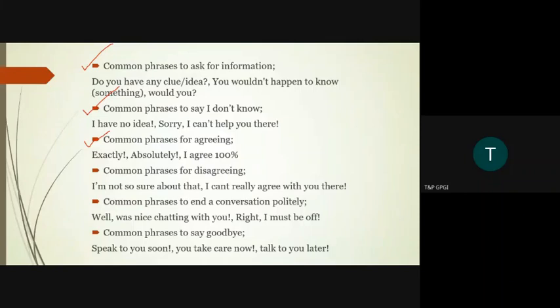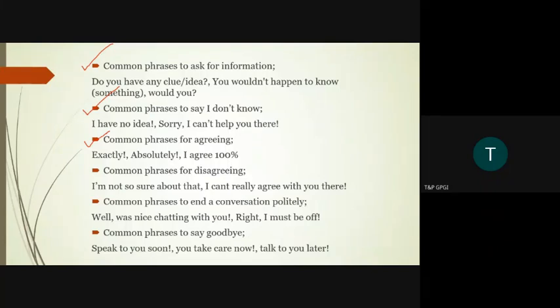Another one is absolutely. If you're agreeing with someone, what you can say is absolutely. That class was so interesting. Absolutely. That class was very interesting. It goes like that. Another one which you can use is one I love. I use it far too much, I think. So it's like agreeing 100%.